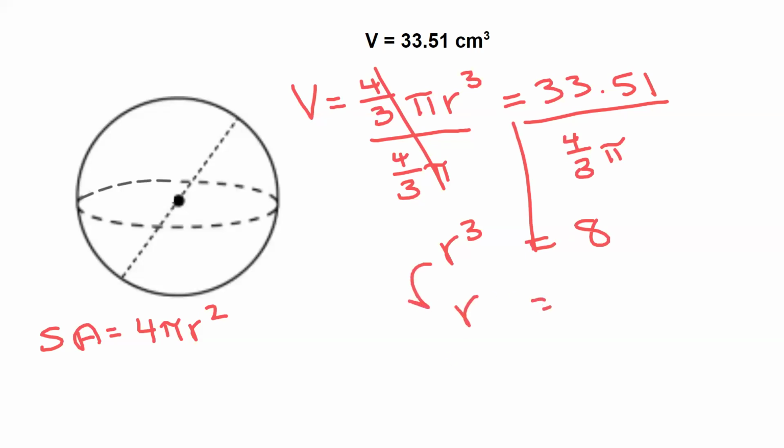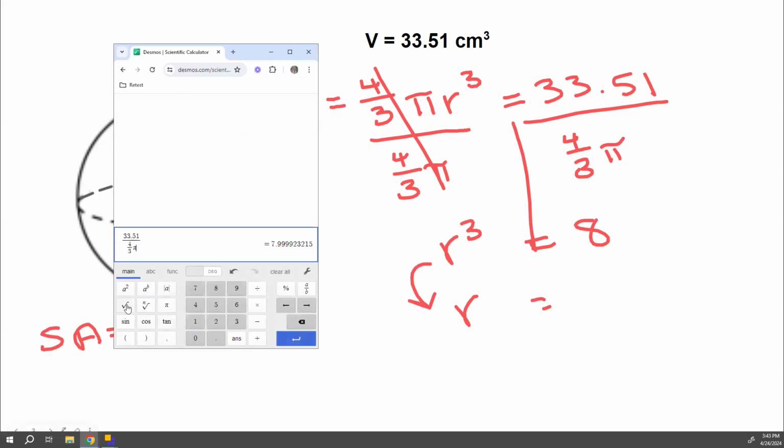So I have to do the opposite of cubing. Well, think about how the opposite of squaring is the square root. The opposite of cubing is the cube root. So in my calculator, I'm going to do the cube root of 8 to see what my radius is. Well, to do that, next to the square root symbol, we're going to click on this symbol with the n. And this time I can turn this into a cube root by placing a 3 outside of that symbol.